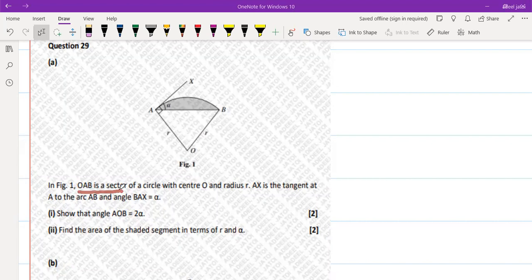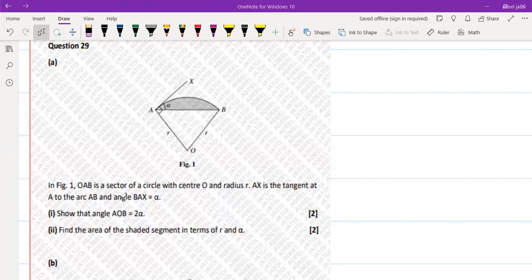AOB is a sector of a circle with center O, radius R. AX is a tangent. So if I make a tangent here, this becomes a quadrilateral. At A to the arc AB, angle BAX is alpha. Show that AOB is 2 alpha.